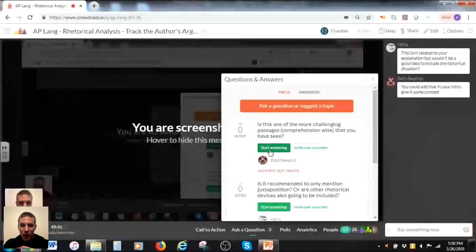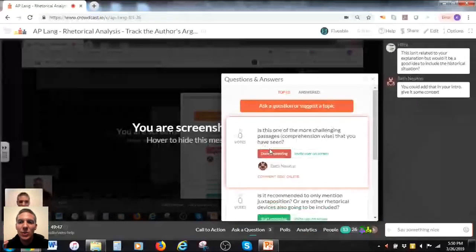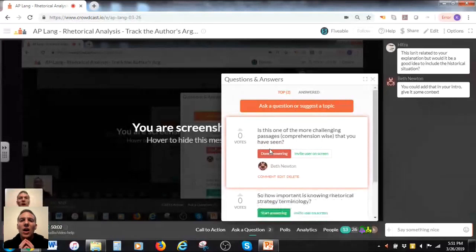All right, quick question from Beth. Is this one of the more challenging passages in terms of comprehension? To be honest, comprehension for rhetorical analysis kind of goes up and down. What I mean by that is the last few years, there's actually been some easier ones, but they've been longer. So I'd say, yeah, in general, this is in the harder half. I've seen harder ones. I'd say this one was pretty tough because of the sentence structure and things.